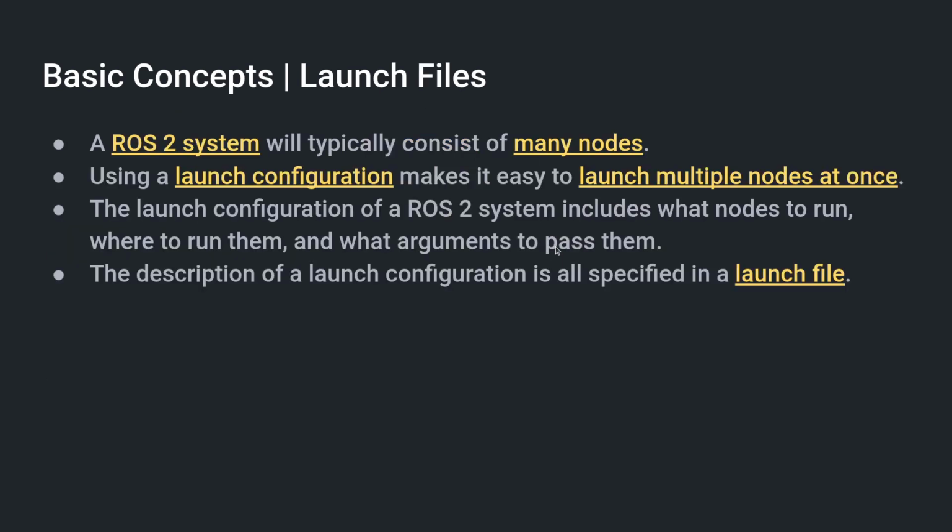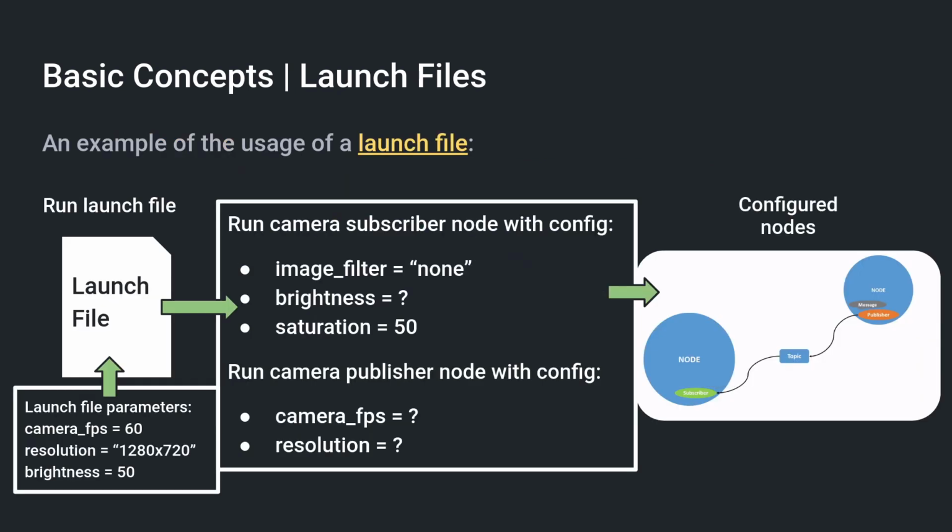So now let's go ahead and talk about launch files. So a ROS2 system will typically consist of many nodes. So using a launch configuration makes it easy to launch multiple nodes at once. The launch configuration of a ROS2 system includes what nodes to run, where to run them, and what arguments to pass to them. So the description of a launch configuration is all specified inside a launch file. And we'll have an example of that right here.